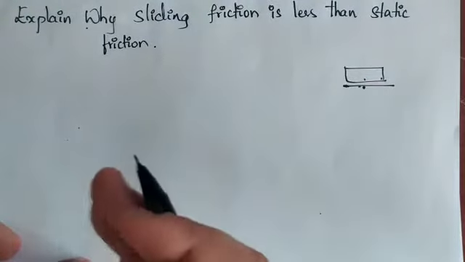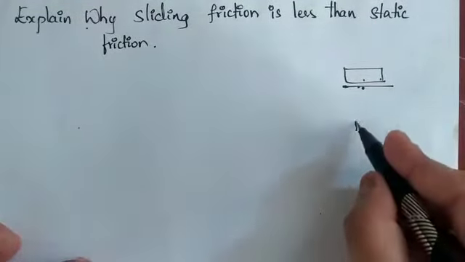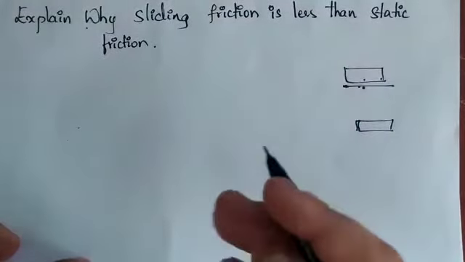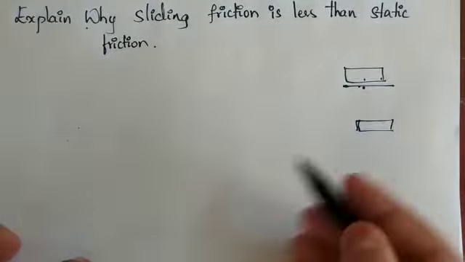While in the case of sliding friction, the object is moving. Friction that arises when an object is moving is called sliding friction.